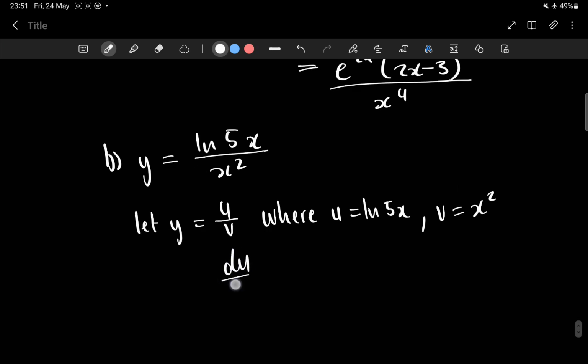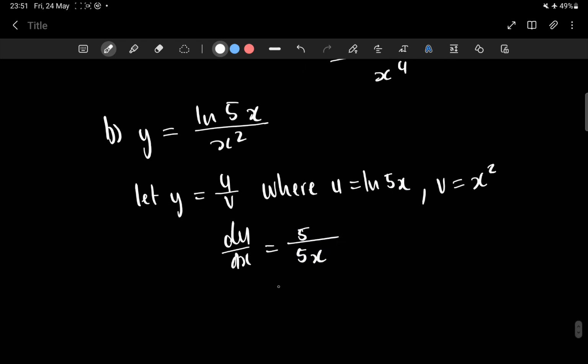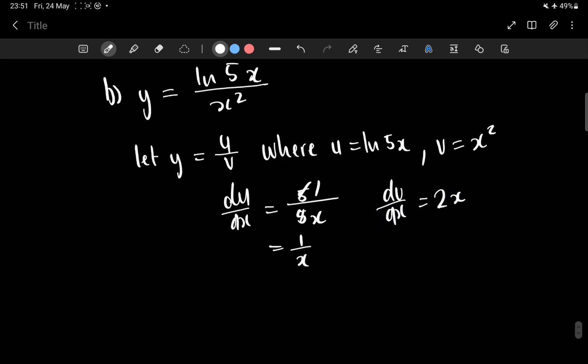Can now get du dx is equal to the derivative of ln 5x. We first differentiate 5x, we get 5 over, as it is, over 5x, which is going to be 5 into 1, 5, they cancel, so it'll be 1 over x. And then dv dx, it'll be equal to power rule. Bring down the power 2, reduce the power by 1, 2x.